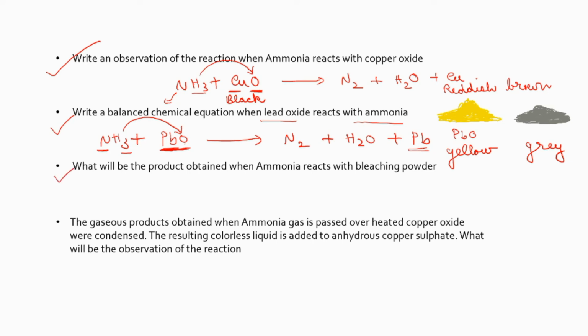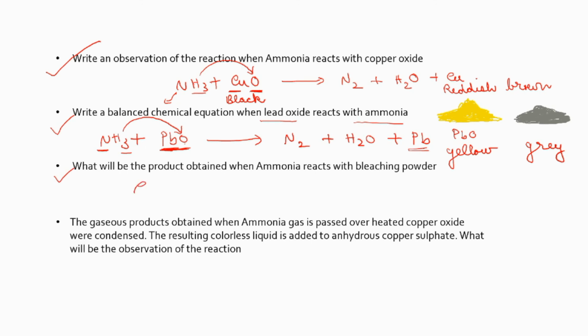Now see this one. What will be the product obtained when ammonia reacts with bleaching powder? Some of the textbooks related to ICSE haven't given this question. They haven't discussed anything related to that. But sometimes, for brilliant children like you, you may get questions like this. The teacher wants to test whether you are learning something extra. So you can expect this kind of question. The only thing to be remembered is the formula of bleaching powder.